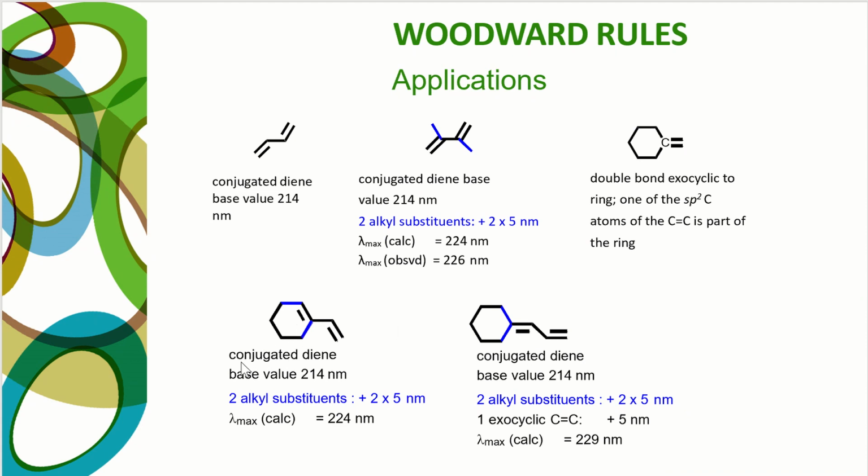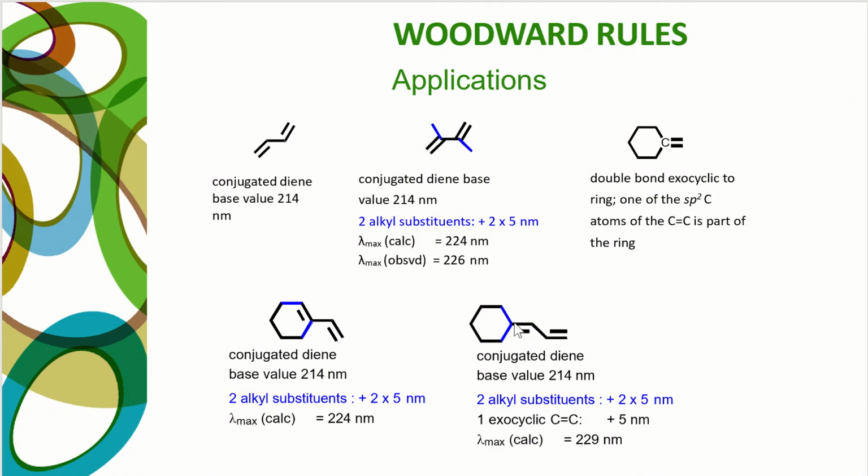So firstly, we pick out our conjugated diene, which has a base value of 240 nanometers. So here we have our conjugated diene. And then we can see we have two alkyl substituents. And in the same fashion as above, we multiply that by 2 times 5 nanometers, and we add it all together, and we get the same value as we got up here. So clearly we're looking at alkyls attached to the conjugated diene and nothing else. So we're not counting anything else.